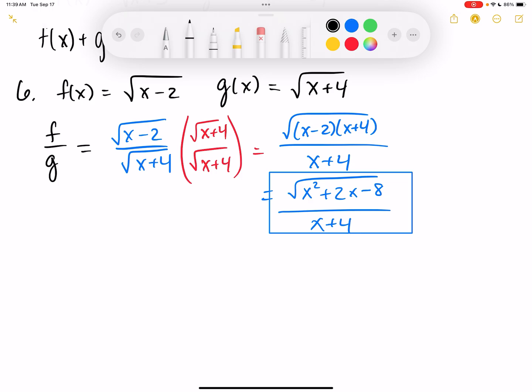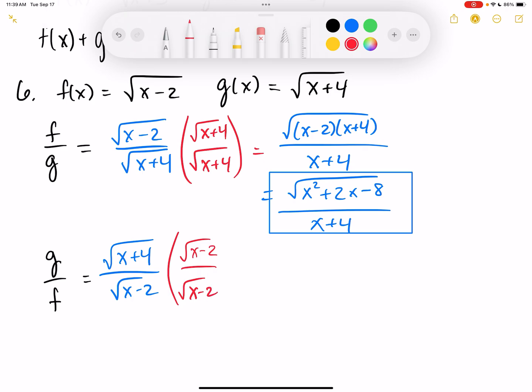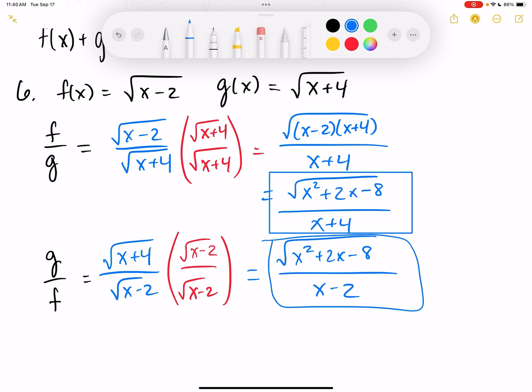Then they want you to do g over f. So that's going to be the square root of x plus 4 over the square root of x minus 2. Multiply by the square root of x minus 2, top and bottom. So on top, that gives me the exact same thing, the square root of x squared plus 2x minus 8. On the bottom, we just get x minus 2. And that would be it for those.